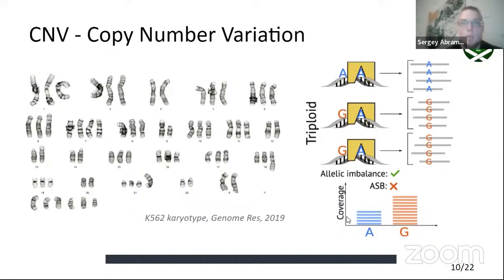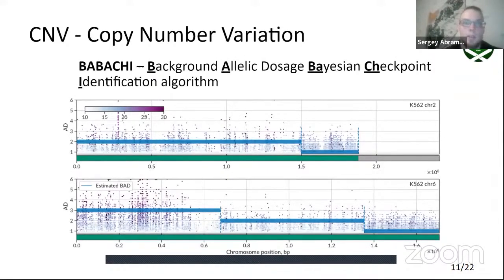So in our study, we want to somehow distinguish false positive allele-specific binding events generated by copy number variation from the real allele-specific binding. Exactly for this purpose, we designed BABACHI, the background allelic dosage Bayesian checkpoint identification algorithm.